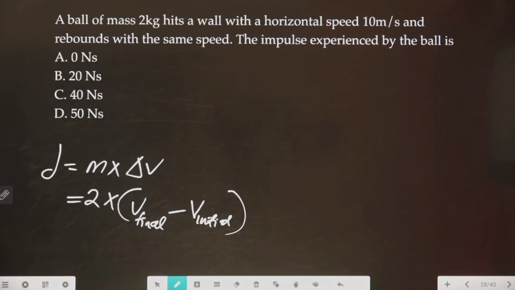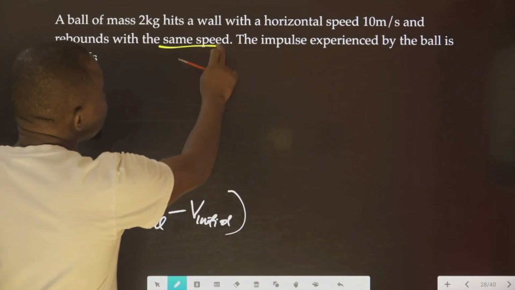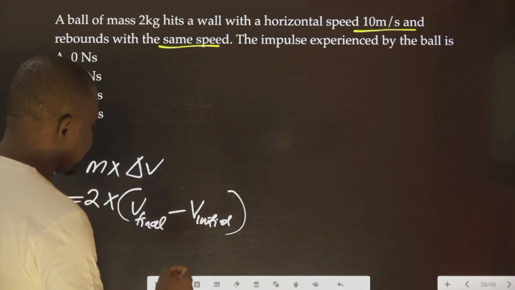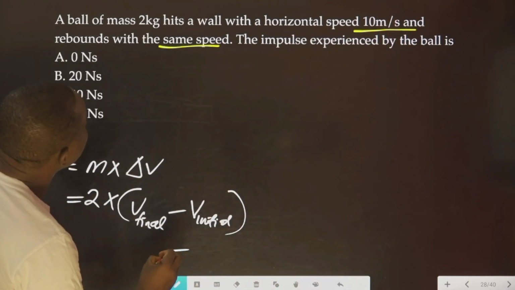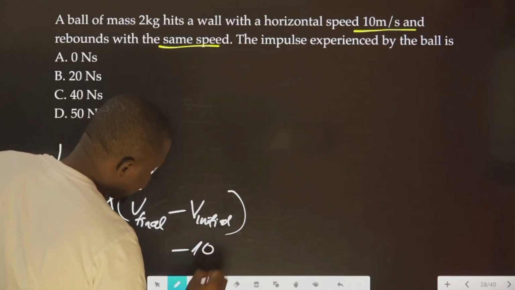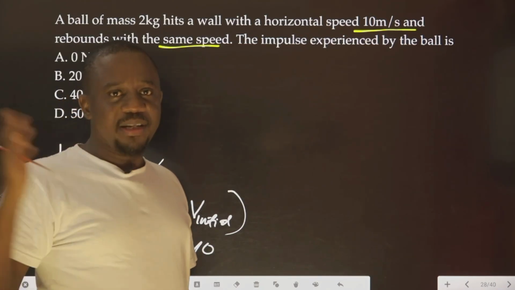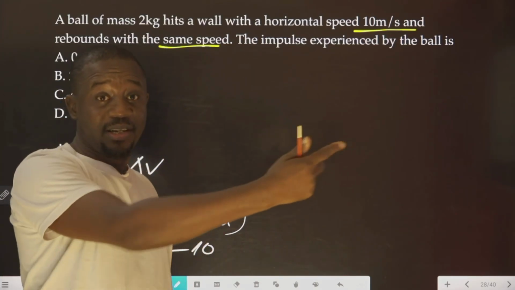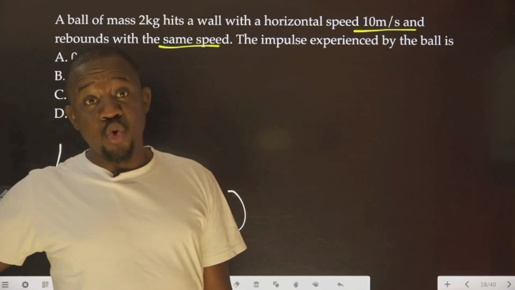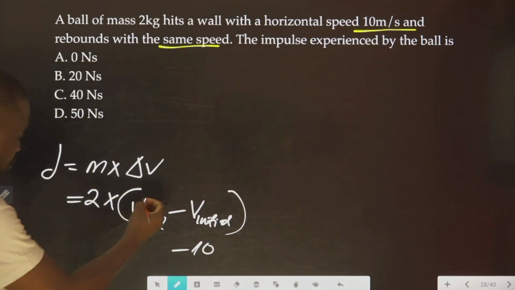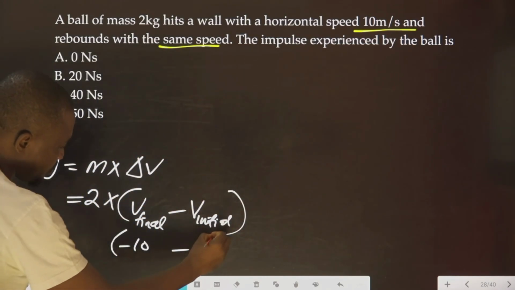Okay? And you agree with me that with the information given to us, same velocity. Initial, the one you used to throw it, that was 10. The final, returning back to you, that is negative direction. Remember, velocity is a vector quantity. You hit it positive, bounce back, negative. So here, it's minus 10.